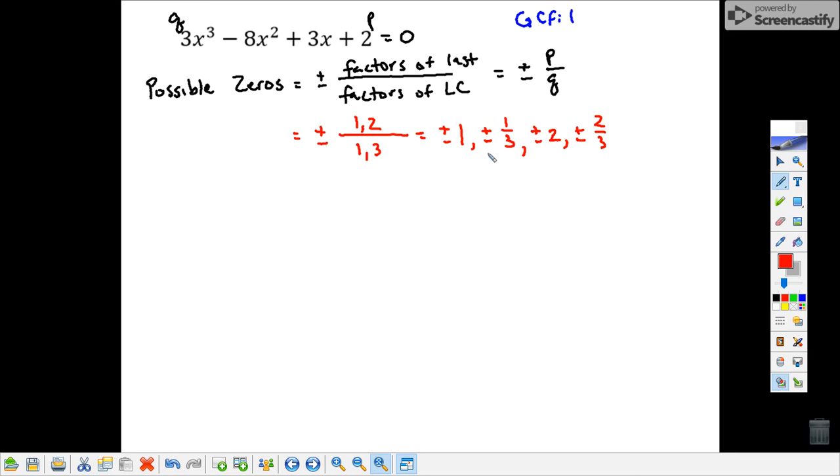So in this case, we actually have 8 possibilities. We have positive 1, positive 1/3, positive 2, positive 2/3, or negative 1, negative 1/3, negative 2, negative 2/3. So 8 possibilities we can choose from. At least one of these, when we plug it in for x, will give us 0. Now, my suggestion is always try positive and negative 1 first. Usually one of those 2 will work before you start trying the other ones. So I'm going to go ahead and try positive or negative 1. So I'm going to put, let's do 1.